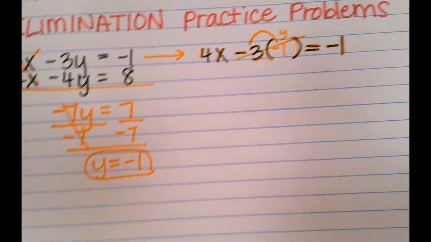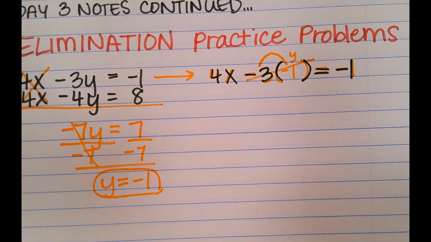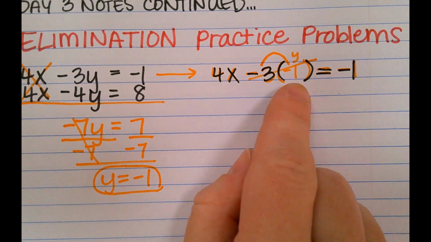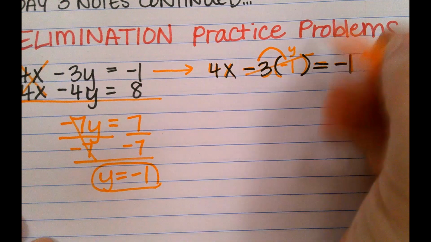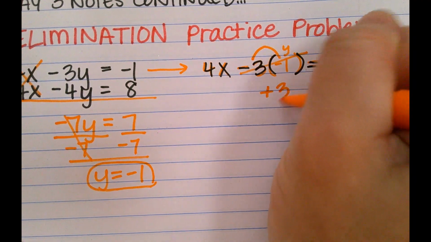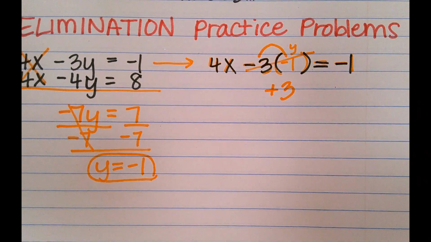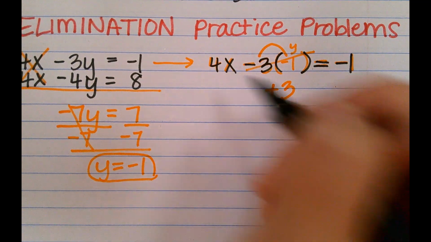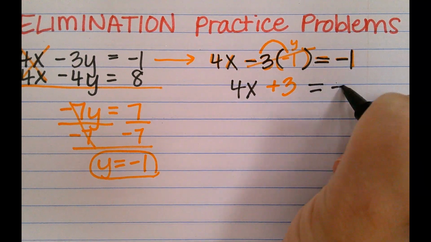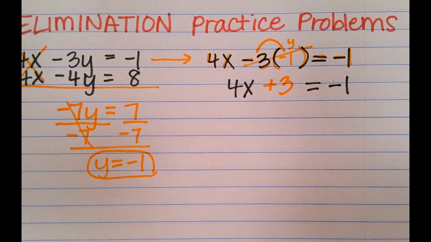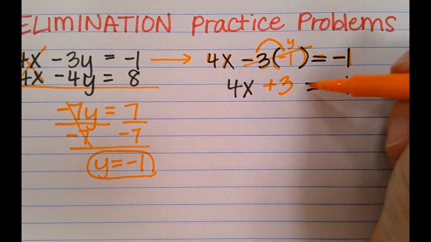So after we plug in, we need to make sure that there's nothing that needs to be distributed, nothing that needs to be multiplied. So we just plugged in, we just distributed, we multiplied. We said that -3 times -1 is +3. So I'm gonna bring down that +3, and I'll bring everything else down as well. So what comes down? 4x. Good, 4x equals -1. 4x plus 3 equals -1.